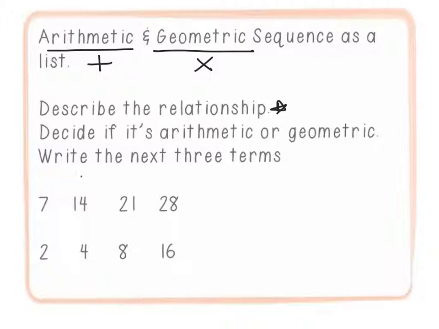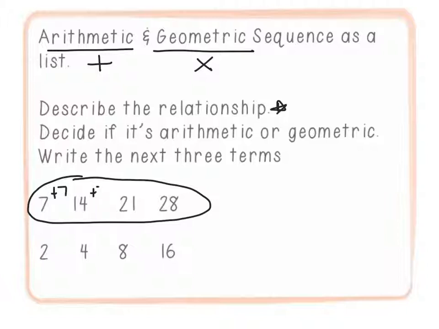I'm going to look at this first list of numbers, 7, 14, 21, and 28. And I notice the relationship is that it's adding 7 each time. I can check that because if I take 21 away from 28, I get 7. 14 away from 21, I get 7. 7 away from 14, I get 7. So I'm just looking at the pattern, and so I described it.